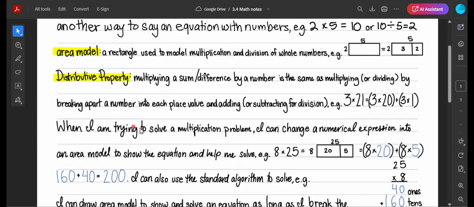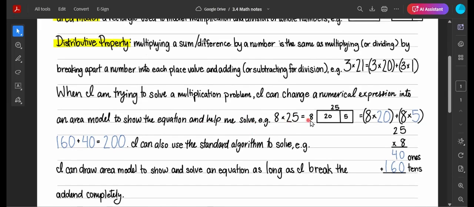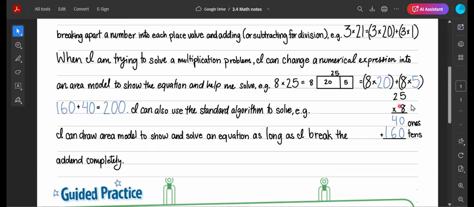When I'm trying to solve a multiplication problem, I can change a numerical expression into an area model to show the equation and help me solve. For example here, 8 times 25. Well, how can I do that? 8 times 20, that's one way, and then 8 times 5, and that's how I can show it over here. And so now, you'll notice that when I did 8 times 20, that got 160, plus 8 times 5, which gave me 40, and that gave me 200 total.